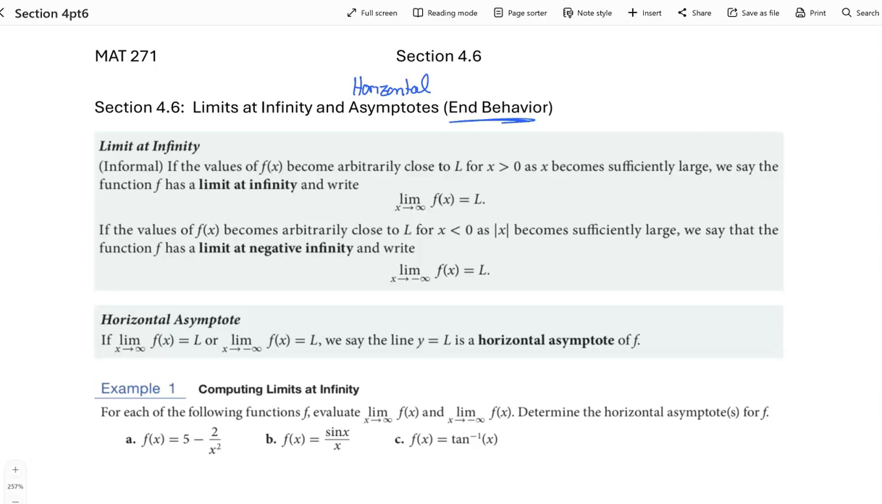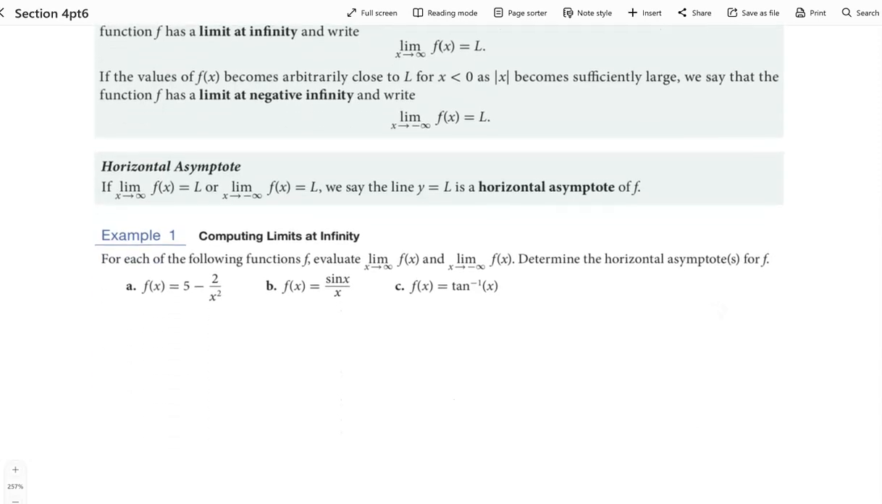So let's get started. When we're talking about taking a limit at infinity, we're talking about what happens as x gets super big or as x gets super small. And if this limit approaches a specific value, L, then we say that limit exists, which means that we're going to have a horizontal asymptote for that type of function. So let's look at a few examples.